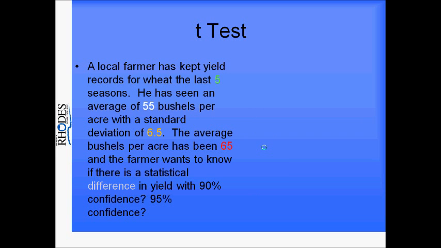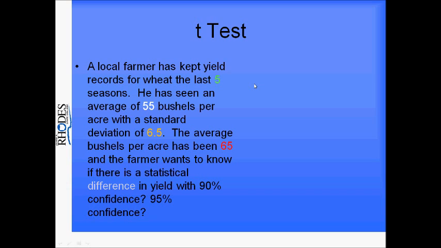Okay, t-test. Let's go ahead and do one of those. A local farmer has kept the yield records for his wheat for the last 5 seasons. He's seen an average of 55 bushels per acre with a standard deviation of 6.5. The average bushels per acre has been 65 for this year, and the farmer wants to know, is there a statistical difference in the yield with 90% confidence and then with 95% confidence.